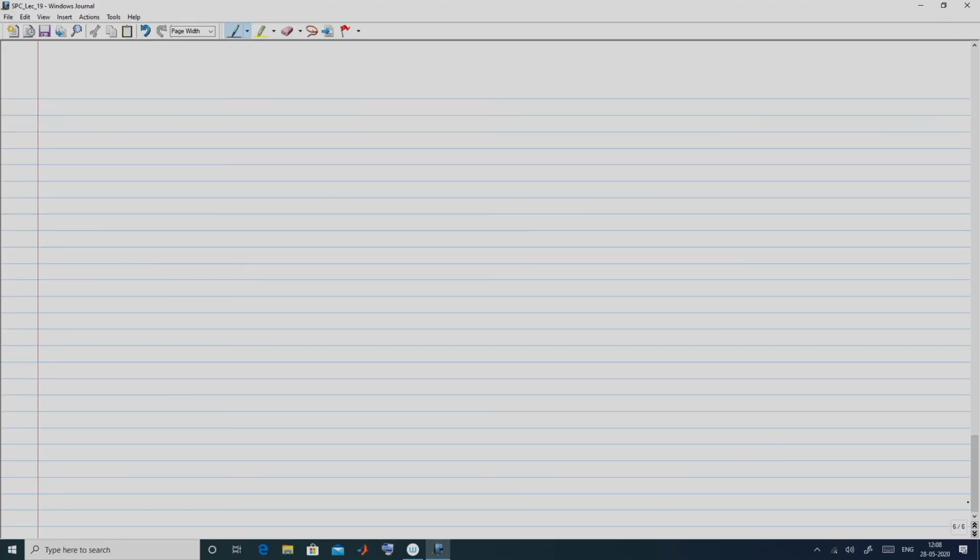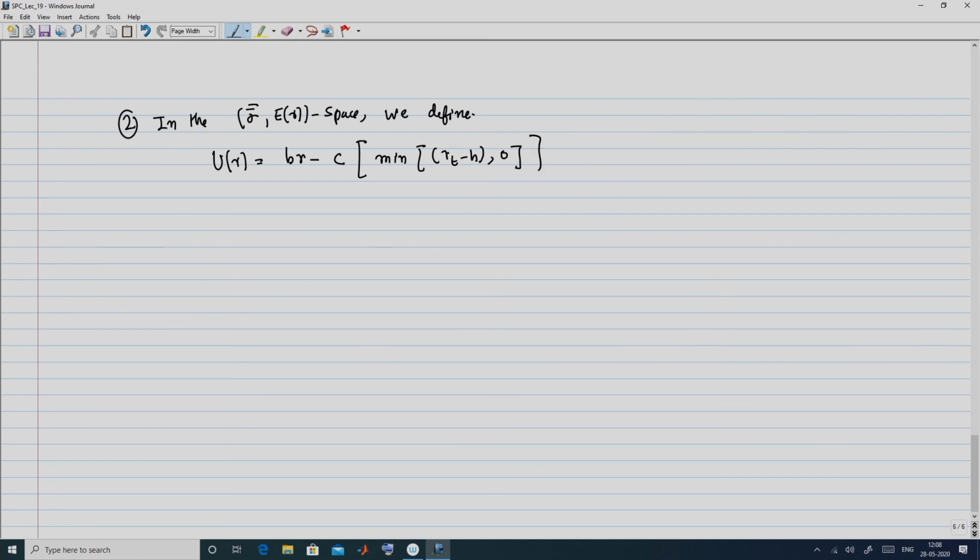So, for this purpose we now move on to the sigma double bar-ER space. We have to define a new utility function U(R), and this I will define as BR minus C times the minimum of (R minus H, 0) whole square, for C greater than 0.